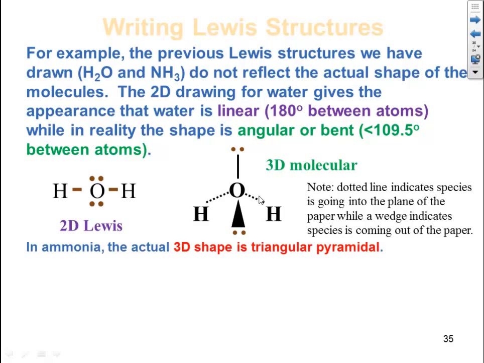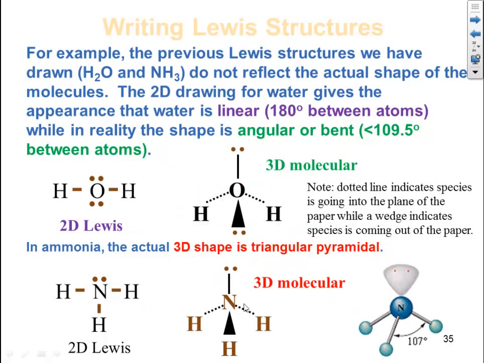In ammonia, the actual 3D shape is trigonal pyramidal. We drew it this way for the 2D Lewis structure, and it looks like it's going across, with 2 hydrogens and 1 below, but that's not really what's happening. What we have is a trigonal pyramidal shape where these 3 hydrogens basically form the base of a pyramid.